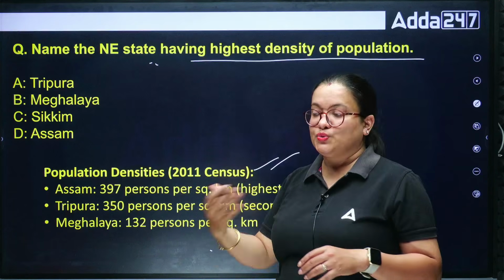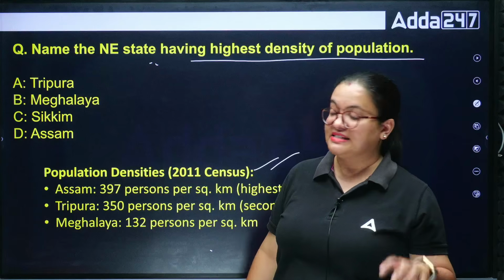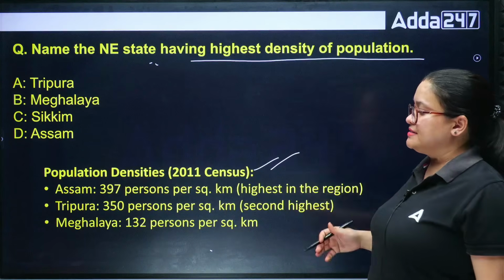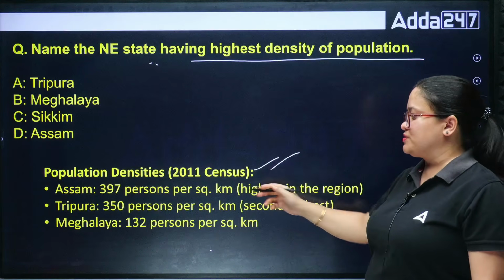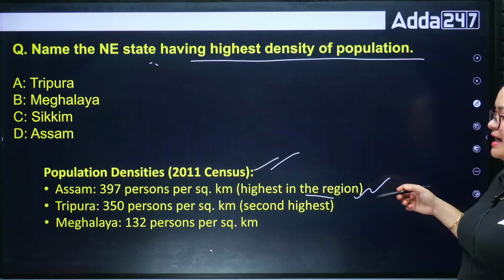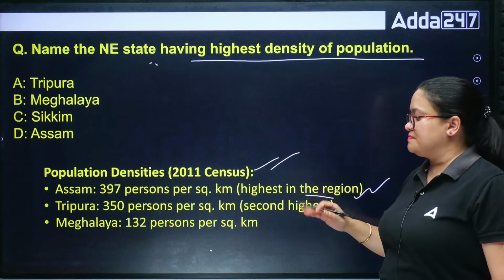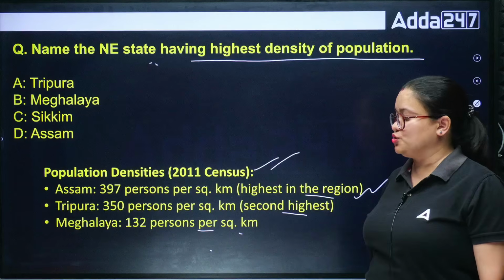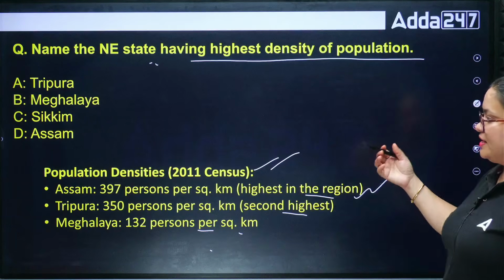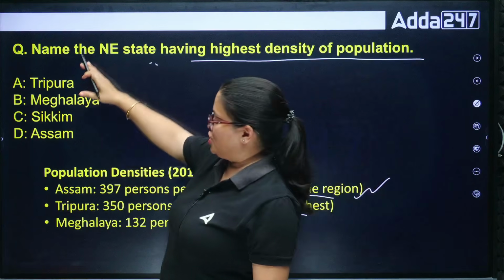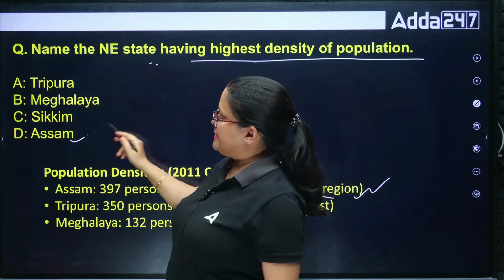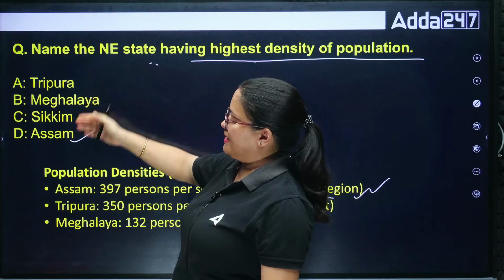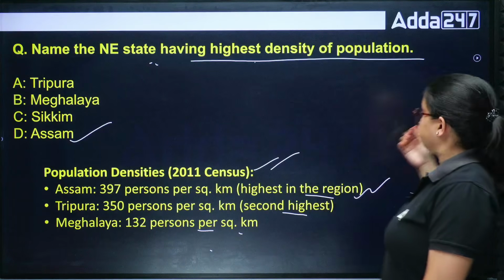The upcoming census will soon be taking place, at least in the northeastern states. The density is 397 persons per square kilometer in Assam, which is the highest, and second is Tripura with 350 persons per square kilometer, while Meghalaya is on the third position with 132 persons per square kilometer. Do remember, I have mentioned most states here: the highest is Assam, second Tripura, then Meghalaya, then the rest of the states. Okay. Next question.